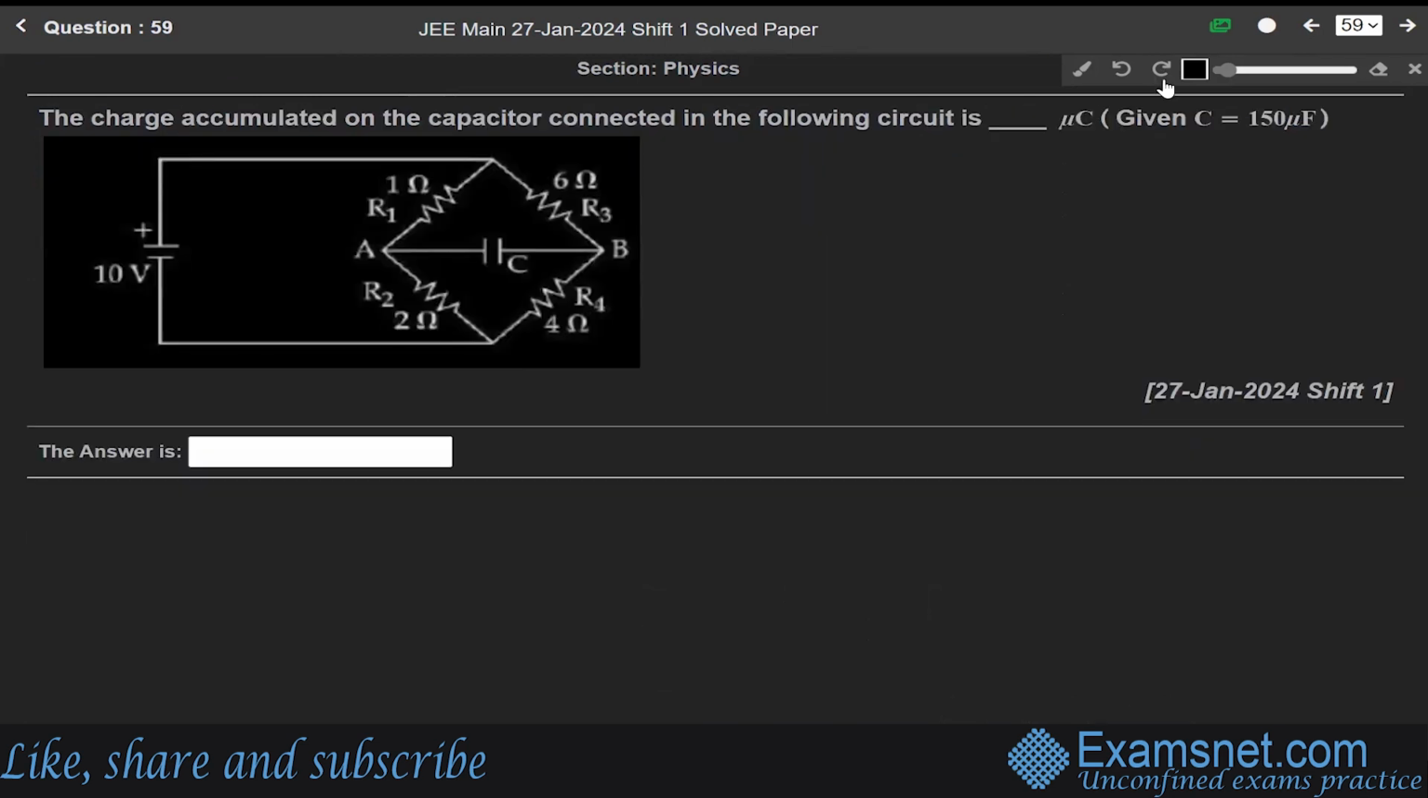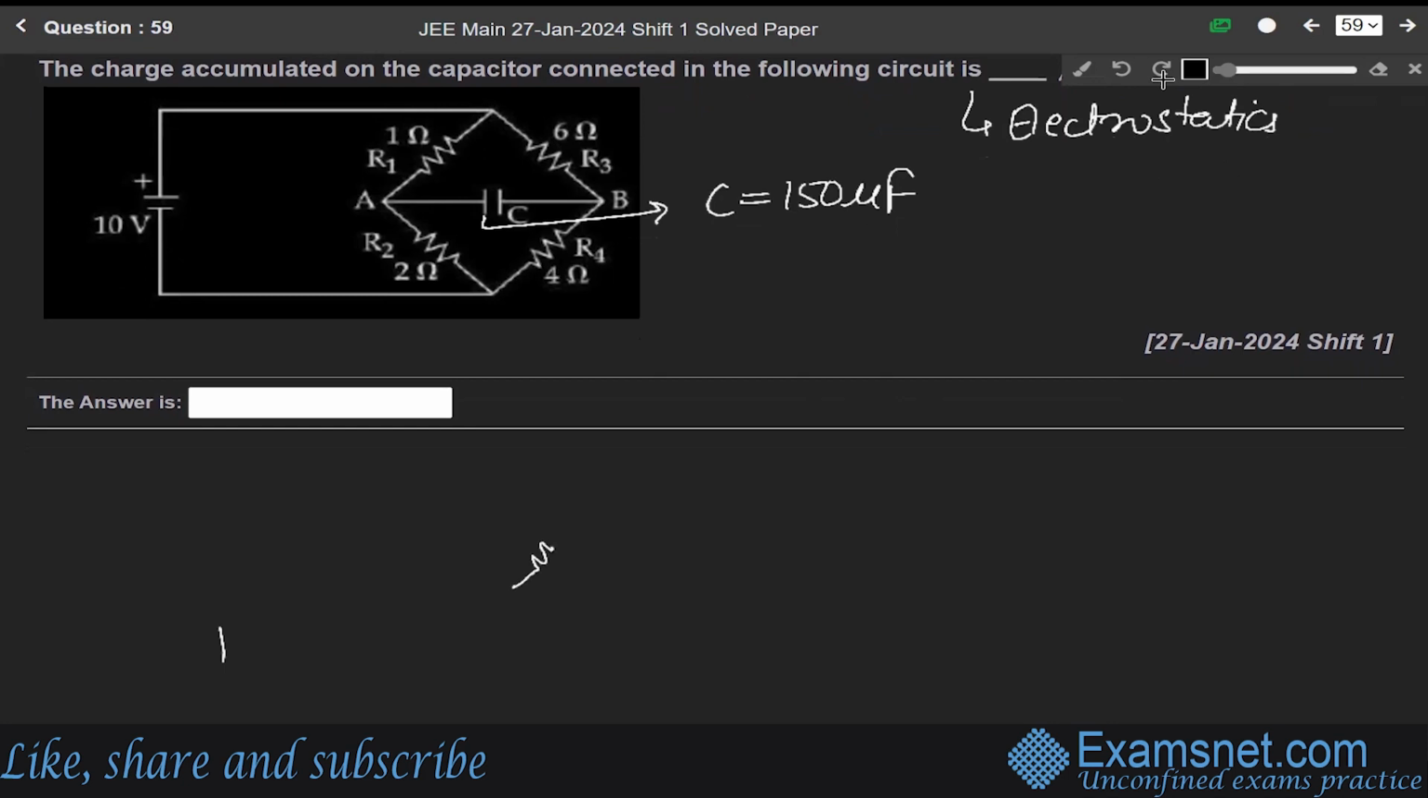This question says that the charge accumulated on the capacitor connected in the following circuit is. We have to find the charge. This capacitor is given, capacitance C, 150 microfarad. This question is from the chapter of electrostatics. Now, if we see this figure, it can be transformed, or we can make this figure like this. This will be like this.